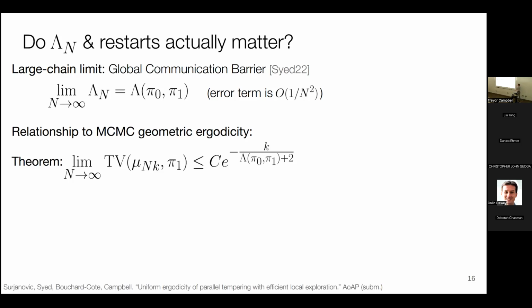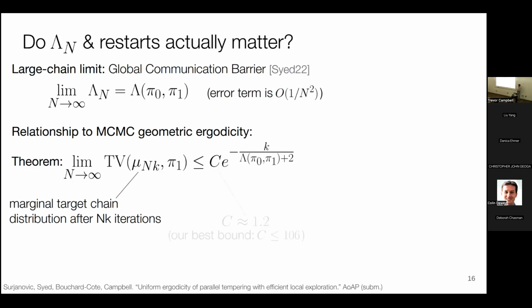Okay, let's parse this result out for a second. It says in the infinite chain limit, if I look at that marginal target chain of my big MCMC procedure after nk iterations, the distance between that distribution and my target is bounded above by c, which is a constant. And I have a formula for c. I can try to numerically evaluate it. We get about 1.2. In practice, it's about 1.2. Our best theoretical upper bound is 106. You know, it's not like one of those geometric ergodicity results where the c is like 10 to the 43, right? It's 100. Okay, it's not too bad.